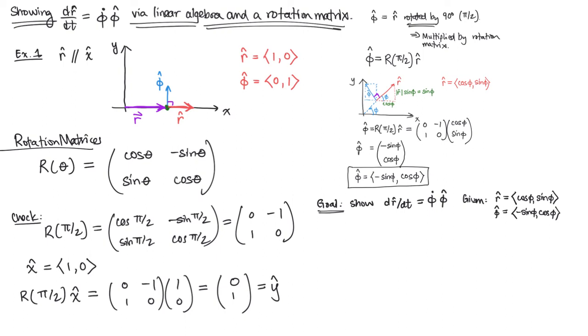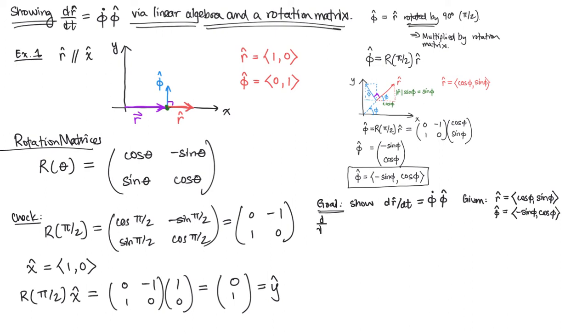And just a reminder, our goal is to show the time derivative of r hat is equal to phi dot phi hat. And what are we given? What are our starting points? Well, we know how to express r hat in Cartesian coordinates, and we just figured out how to express phi hat in Cartesian coordinates as well. So let's just get started.